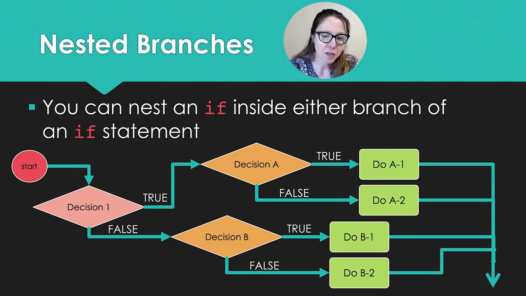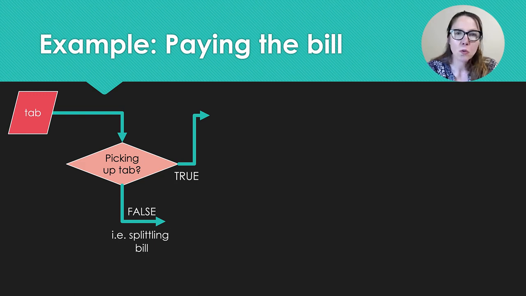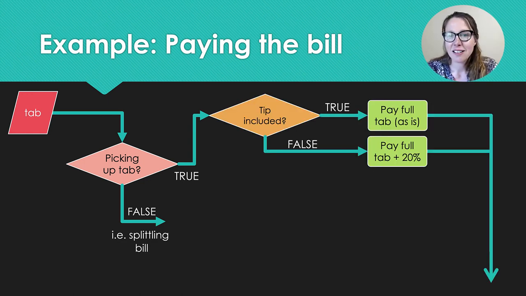So what does that look like in terms of a real world example, and when would we see that? What if we're paying a bill at a restaurant? We get the tab, and we have information about the number of people in our party, whether or not the tip is included in the bill. So we have a question: are we choosing to pick up the tab or not? If we are, we'll have to check, was the tip included? Sometimes if a party is big enough, they'll just include the tip. Always make sure to check. If the tip was included, we're going to pay the full tab as it is. If the tip was not included, then we're going to pay that full tab plus 20% tip.